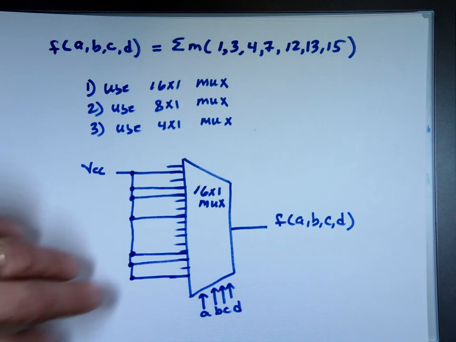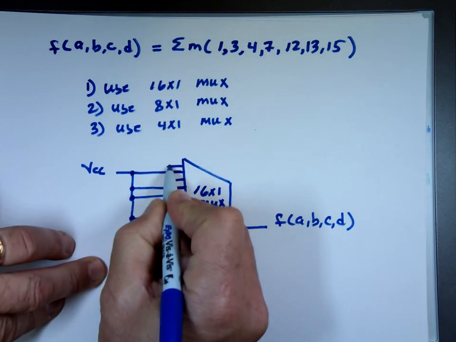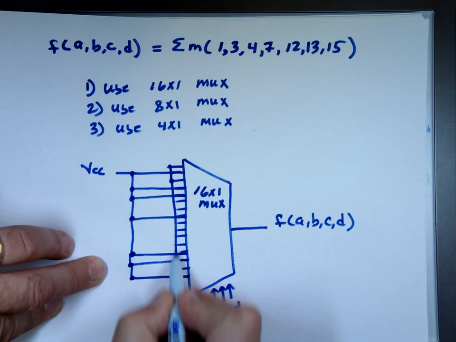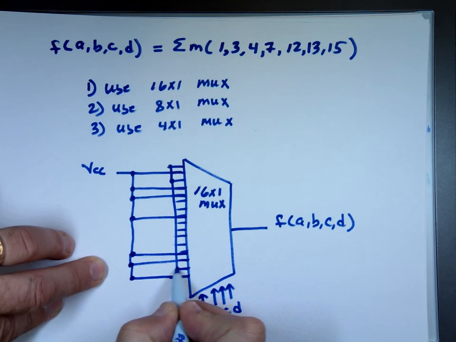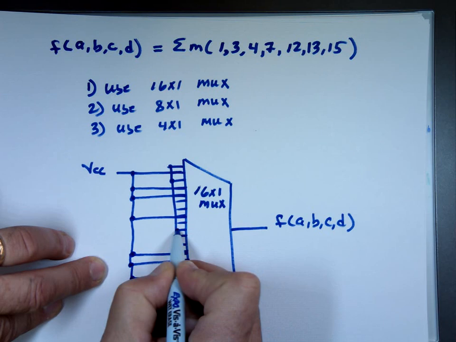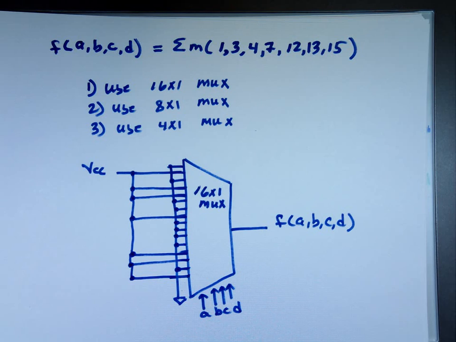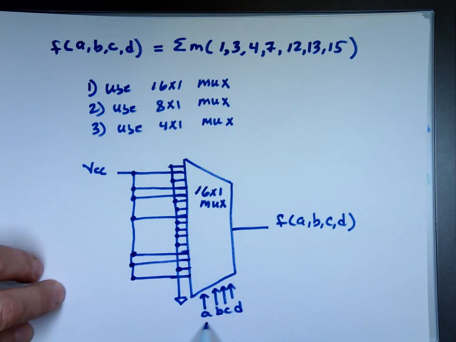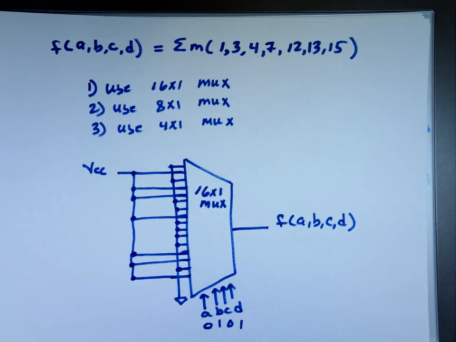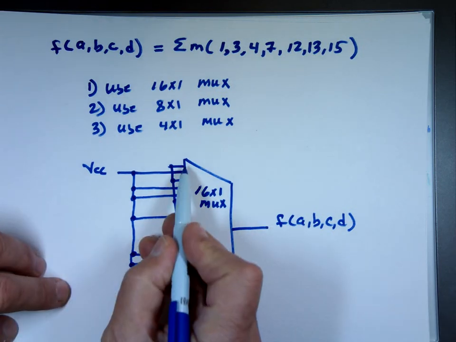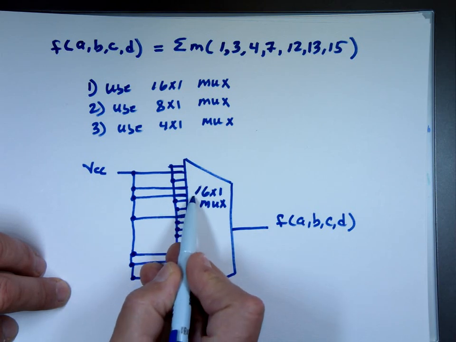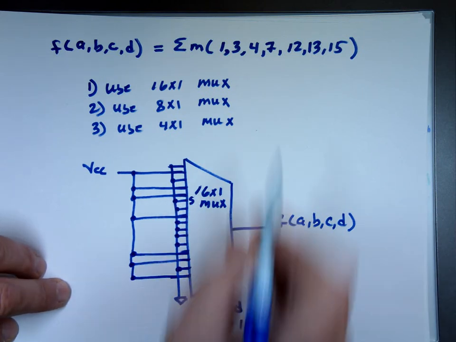The rest of them, what do you want to do? Grounded. The rest of these you ground. The A, B, C, D on the bottom of the control will tell you which one is going to be on the output. So when you have 0, 1, 0, 1, what's that number equal to? 5. Whatever is on pin number 5 is going to go right there. Pin 5 is grounded, so the output is going to be 0. It's supposed to be 0.